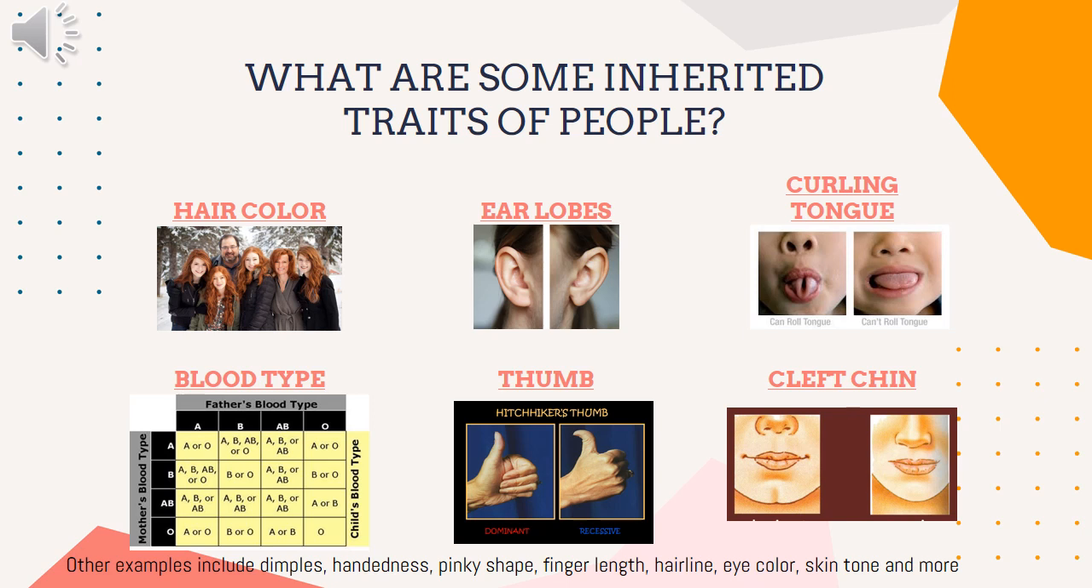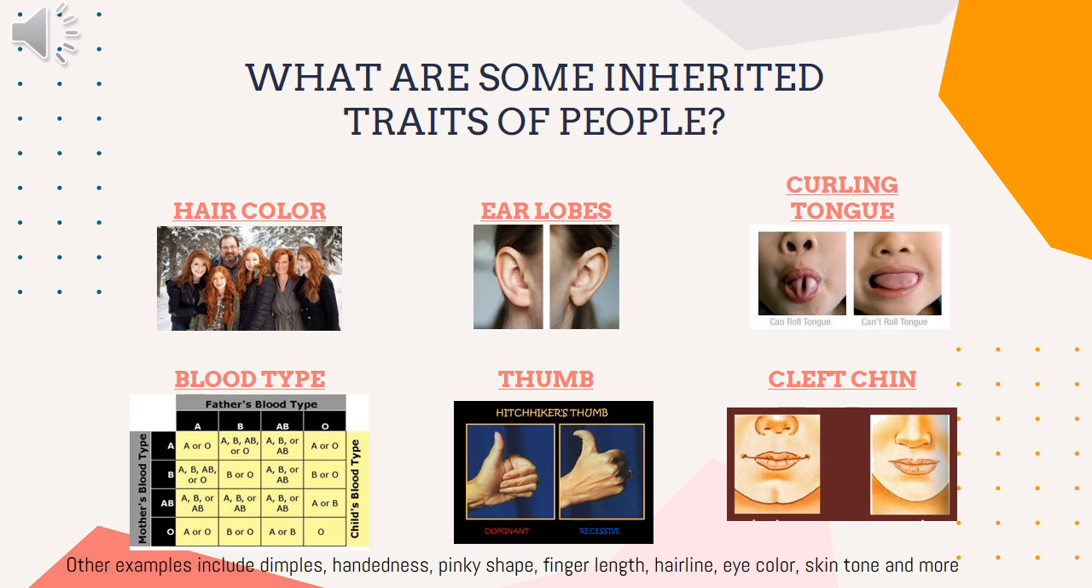And then the same thing with a cleft chin. You can see in the first picture there's a little dent in the chin, and in the second picture there's not. Again, there's nothing right or wrong about having a cleft chin. It just happens to be the way that you inherited your chin from your parents.